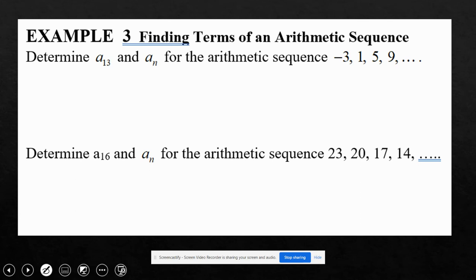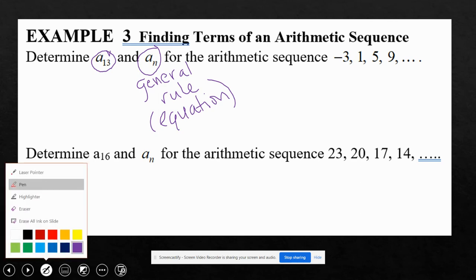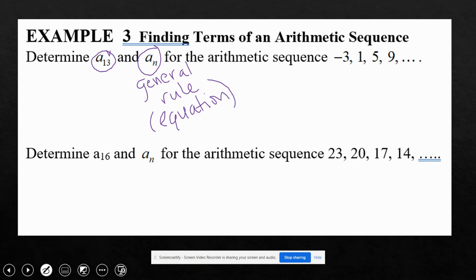So finding the terms. They're asking us for two things. They're asking us to find the 13th term here. And then a sub n is called a rule, which is basically the equation that we use to find any term. So we'll start with finding that general rule or equation, that a sub n, and then we'll use it to find our 13th term. So we're using the formula that we just talked about on the last slide.